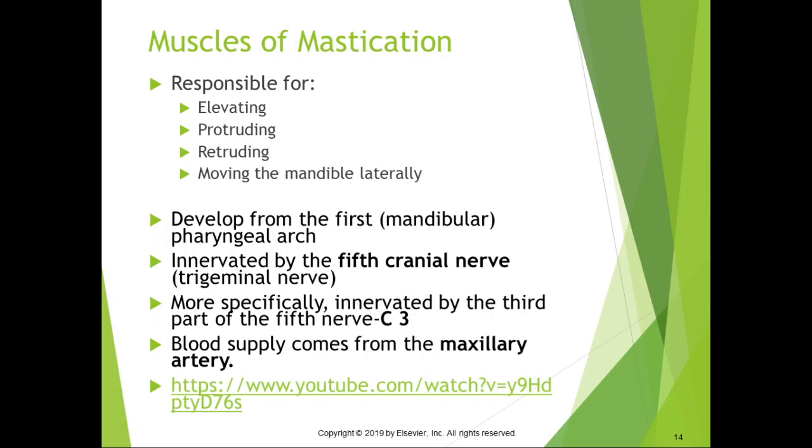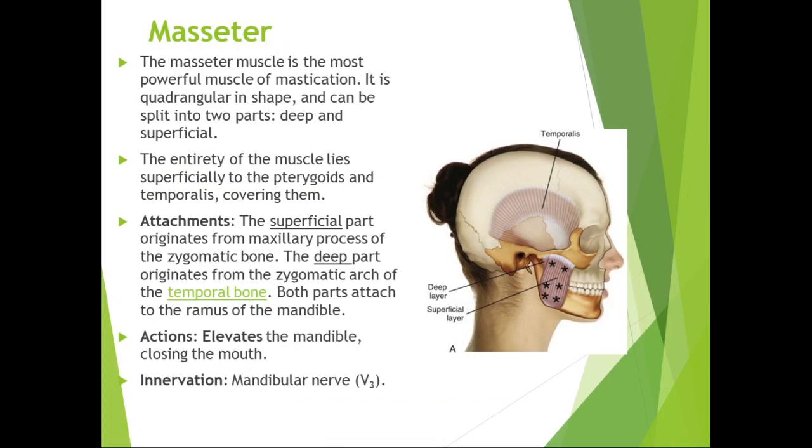There is a link in your slide presentation for a YouTube video on the muscles of mastication. So let's break it down and look at these four different muscles. Our masseter muscle, we can see it here on our diagram, okay? It's this kind of rectangular muscle that lies here inside the cheek on the side of the face. It's a paired muscle, so there's one on either side. It is one of the most powerful muscles of mastication.